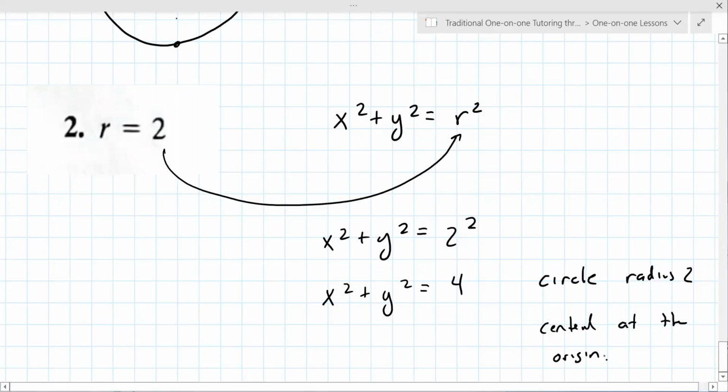Okay. So what does a graph of that look like? Well, from the origin, you go out 2 places, and then you try your best to make it look like a really nice smooth circle.